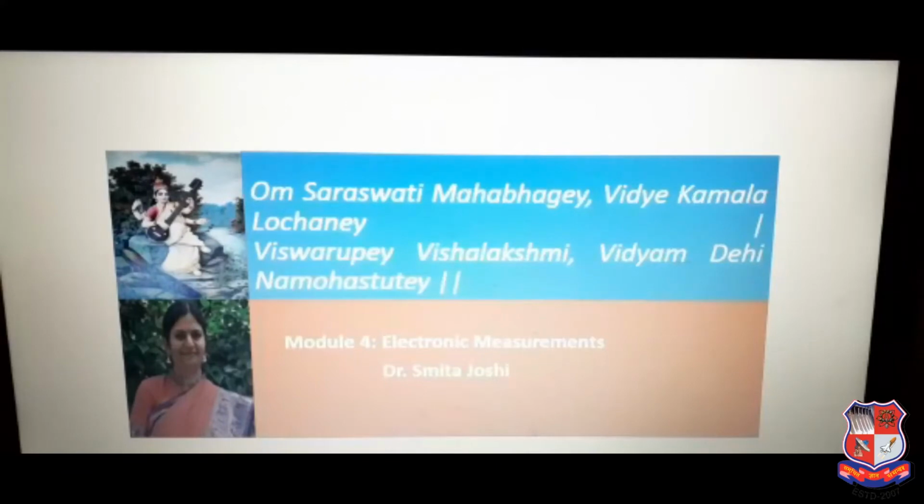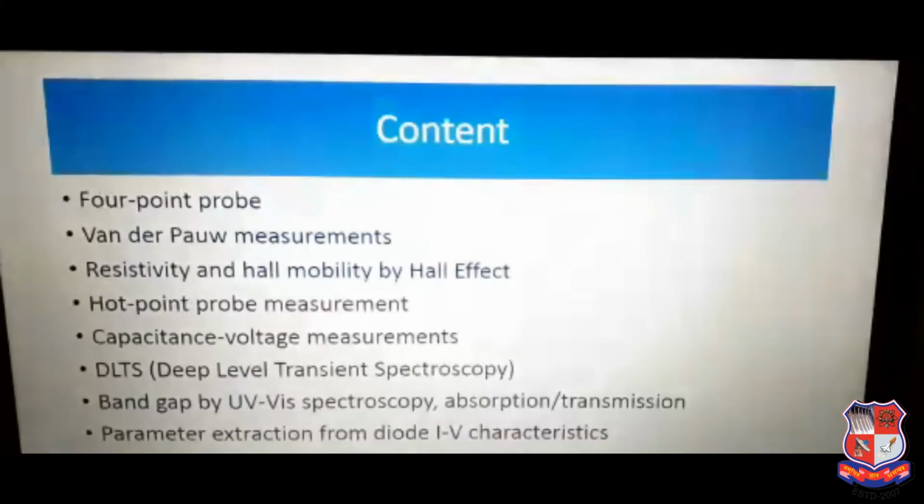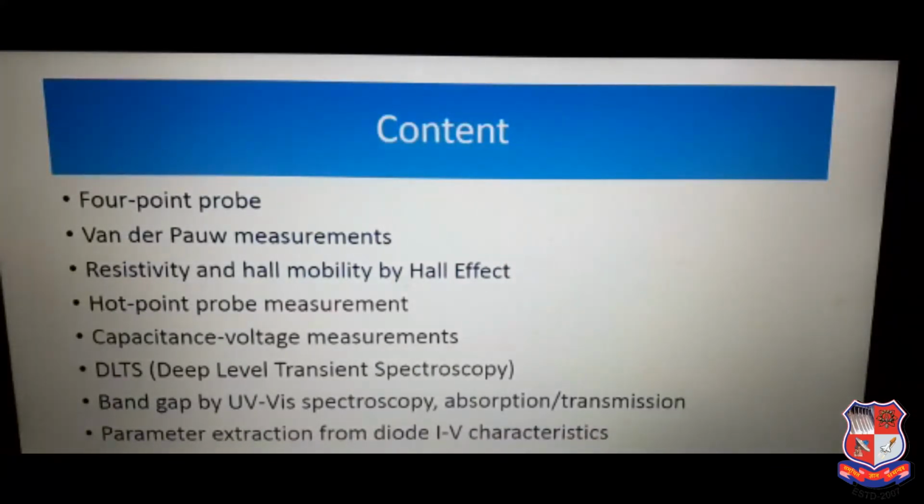We are going to discuss Module 4, Electronic Measurement. The content of this Unit 4 is the 4-point probe method, also known as the 4-probe method, Van der Pauw measurements, resistivity and Hall mobility by Hall effect, hot point probe measurement, capacitance voltage measurement, also known as CV measurement, DLTS, that is deep level transient spectroscopy, band gap by UV spectroscopy, and parameter extraction of diode IV characteristics.